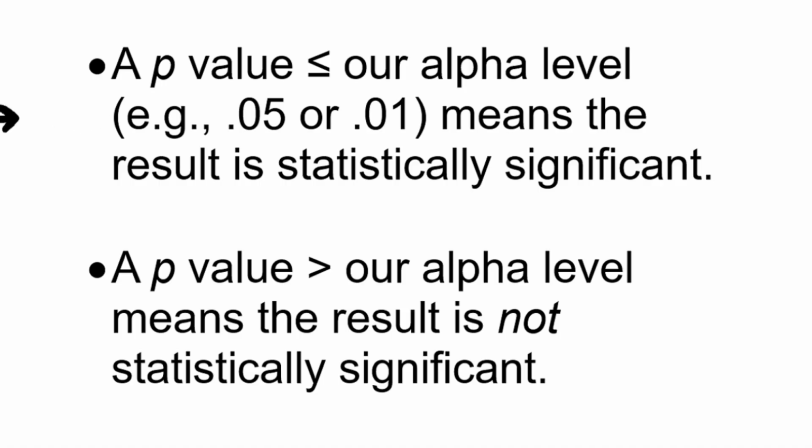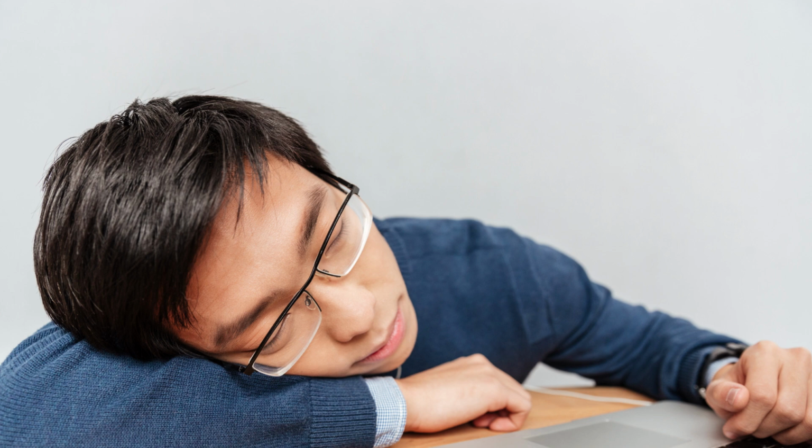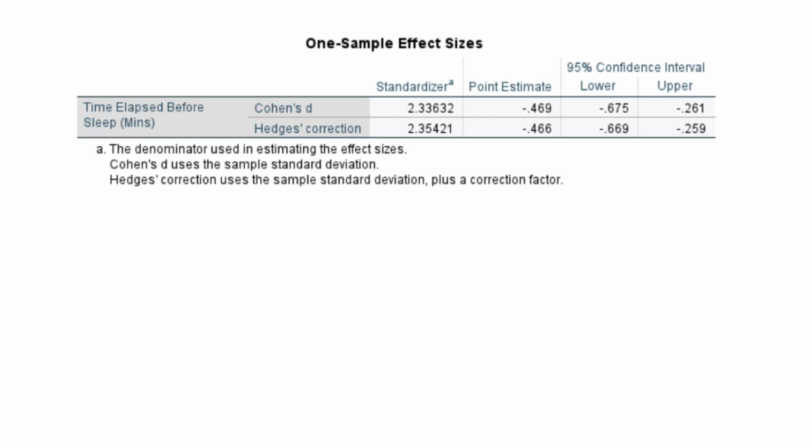Just as a reminder, a p-value that is less than or equal to our alpha level means the result is significant. However, a p-value that is greater than our alpha level means the result is not statistically significant. In other words, the results of our hypothetical study indicate that people fall asleep faster in a statistics class than in the general population. Finally, let's review the one sample effect sizes table.